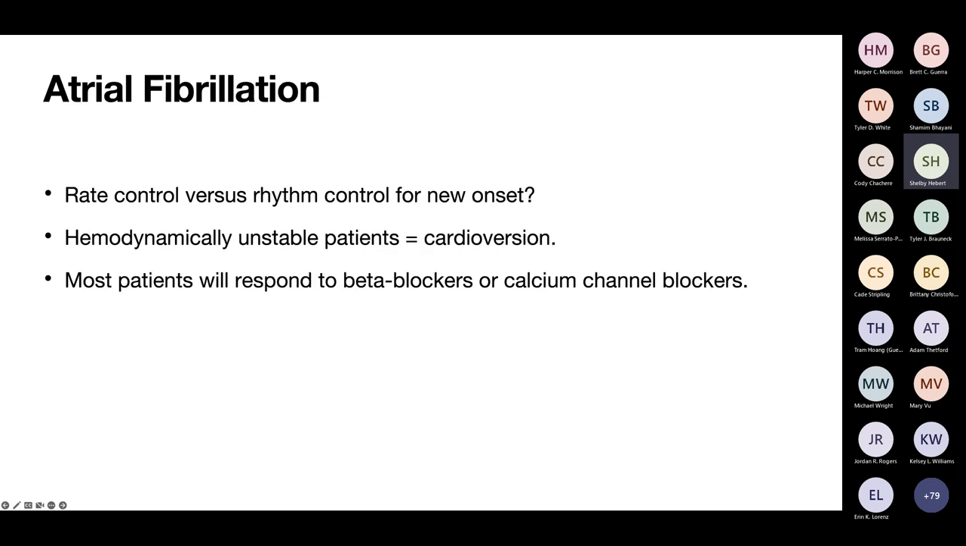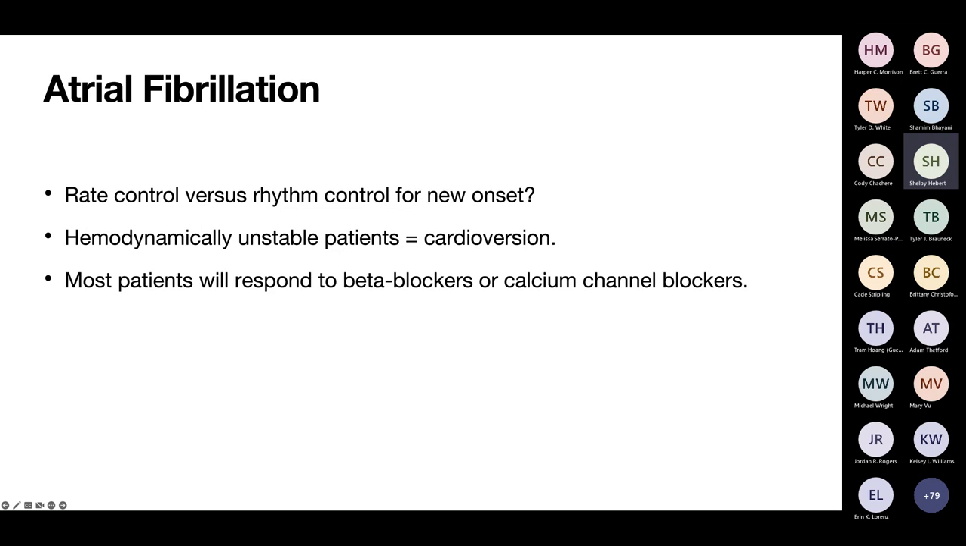So AFib is one of the, not necessarily bigger reasons, but one of the more complicated things we have to deal with in the recovery room. Sometimes these patients came in with AFib, they've got a longstanding history. But sometimes this is new onset, maybe because of the surgical procedure, maybe because of something else that's happened.